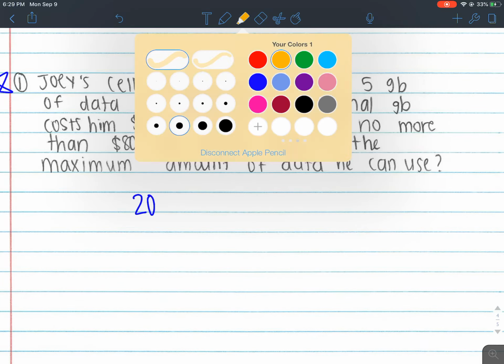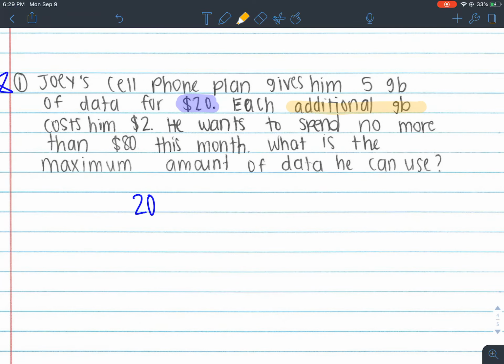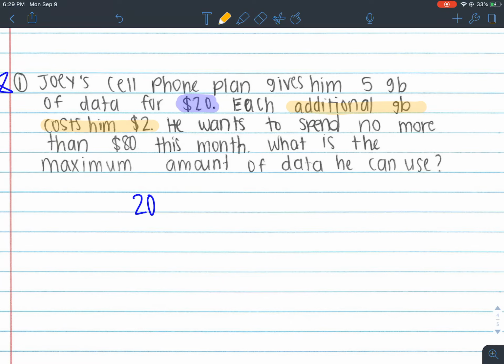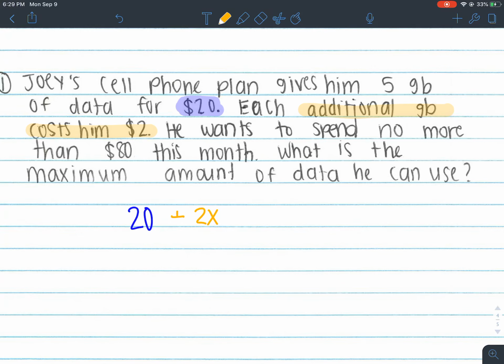Now, I also see that for every additional gigabyte, it's going to cost him $2. Well, we don't know how many additional gigabytes, right? It doesn't tell us how many additional we can have. So I'm going to have x, but how much does it cost for each one? 2. So I have $2 for every gigabyte, but I don't know how many gigabytes yet. Now, I'm going to add this amount to my $20 because that's the additional of what I'm using each month. I know I have $20 being charged, plus $2 for every gigabyte that I use extra.